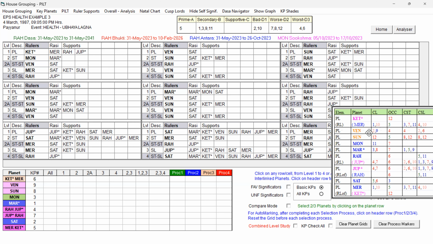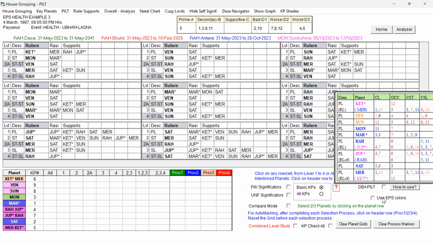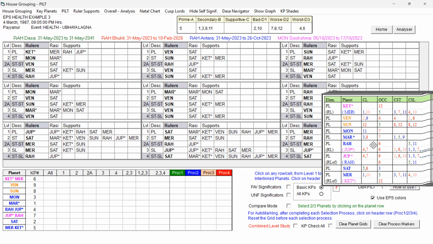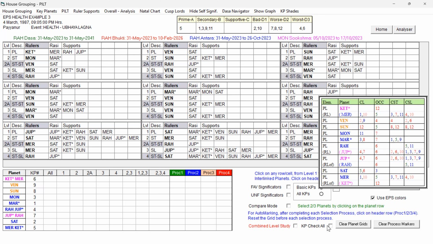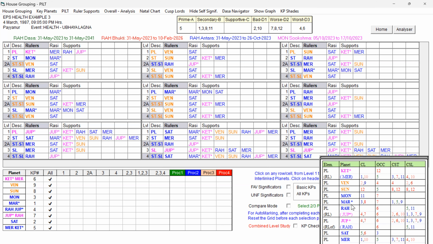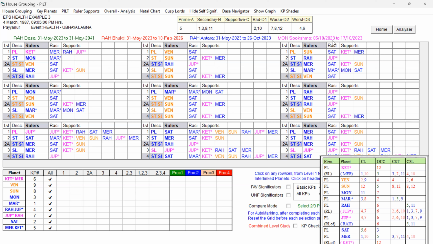So now what I will do for that, use EPS colors. Once I have clicked that, all the colors are changed to the EPS shade colors that we manually gave in the previous video. Now I am clicking KP check all. So all planets in the rulers and supports are getting the respective colors. Now what we have to do, we have to check the destiny and the dasa periods.